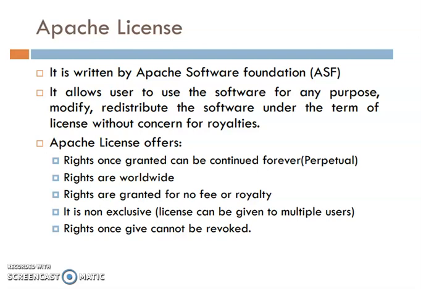Third point, rights are guaranteed for no fee or royalty. It is non-exclusive, that is, the license can be given to multiple users. Then the last point is that rights once given cannot be revoked. Once the rights are given, they cannot be revoked. So these are the different features of the Apache license, which is written by the Apache Software Foundation.